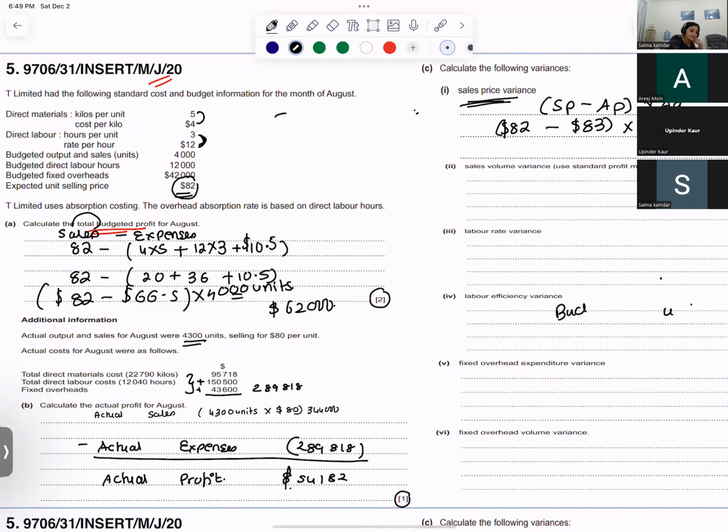Is it favorable or adverse? Adverse because the selling price went down. You expected to sell at how much? 82. And you actually sold at how much? 80. So this is an adverse variance.